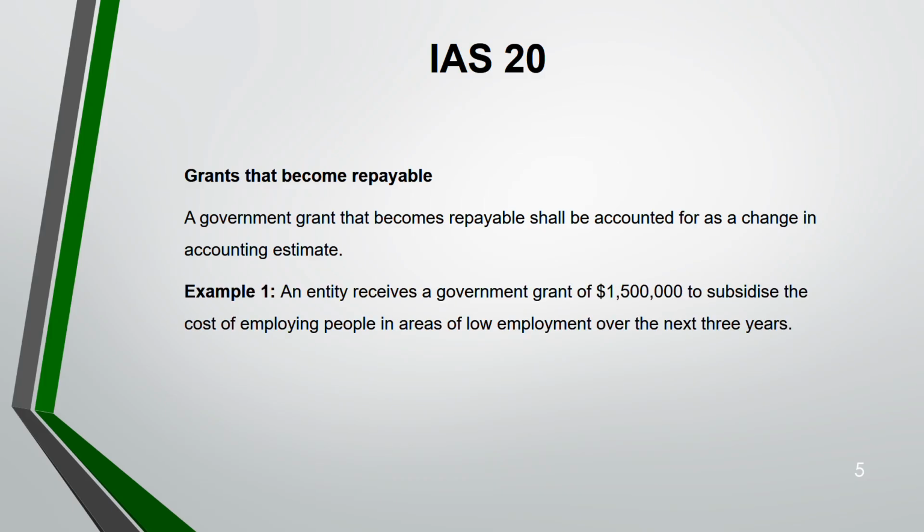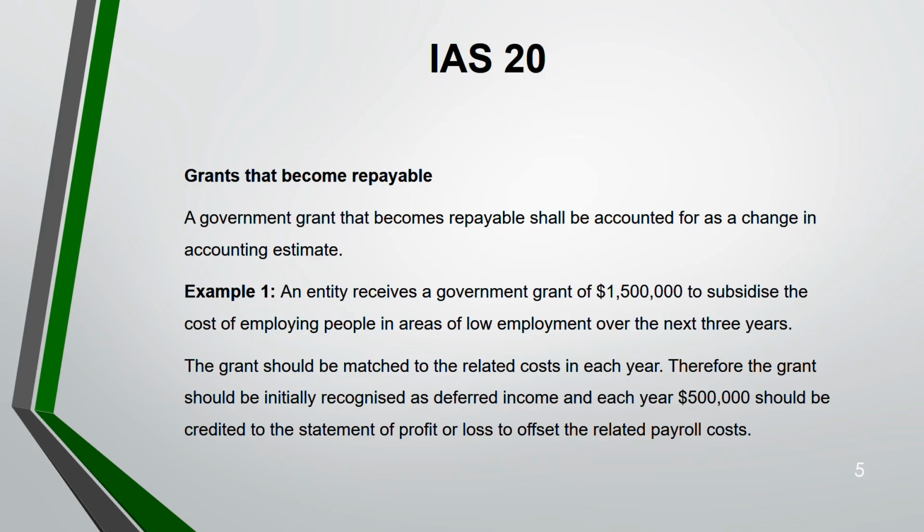Okay. Example 1. An entity is receiving a government grant of 1.5 billion to subsidize the cost of employing people in areas of low employment over the next 3 years. Now, the grant should be matched to the cost in each year. Therefore, grant initially you have to recognize it as a deferred income, and each year 1.5 divided by 3, each year 500,000 has to be credited to your statement of profit and loss. It's an income, and it will be offset against the related payroll cost. So this grant that you are crediting to statement of profit and loss will be offset against the related payroll cost. That is the effect of the grant.